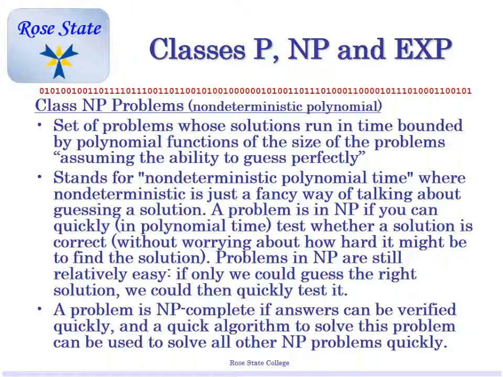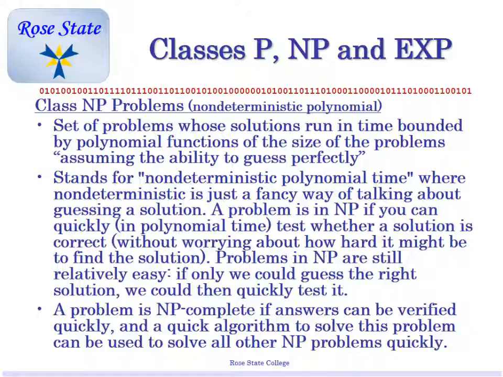Okay? NP stands for non-deterministic polynomial time, where non-deterministic is just a fancy way of talking about guessing a solution. Okay? I tried to add more verbiage to explain it in here. A problem is NP if you can quickly, in polynomial time, test whether a solution is correct. So I can walk right into the Library of Congress, walk to that specific shelf, and see if that's my book or not. Easy enough?